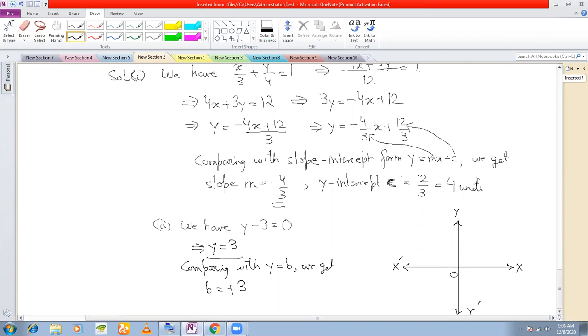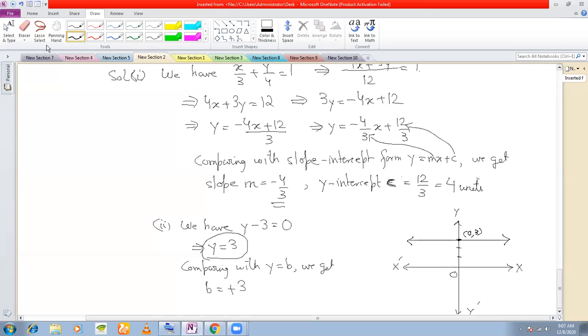That means this is a straight line that is parallel to the x-axis and at a distance of 3 units from the x-axis. If you want to draw this straight line, we are going to take 3 units here, 1, 2, 3 units, in the positive direction of y, because b is equal to plus 3 here. And then we are going to draw a straight line parallel to the x-axis, passing through this point. And what is this point? (0, 3). This is what the line looks like.